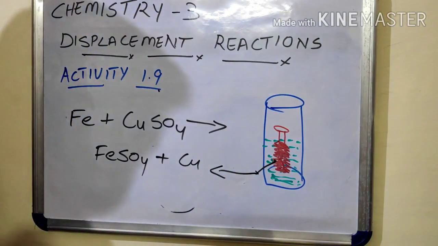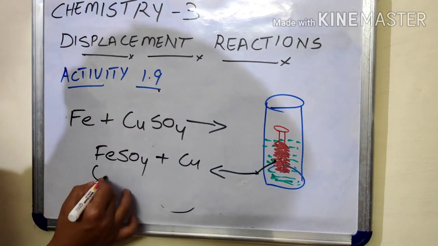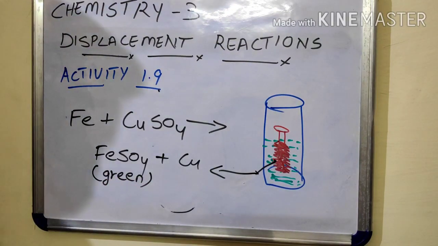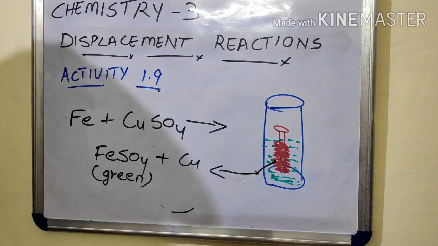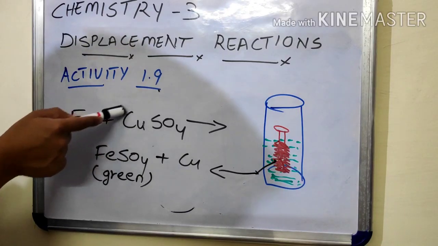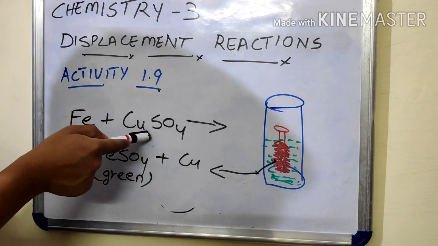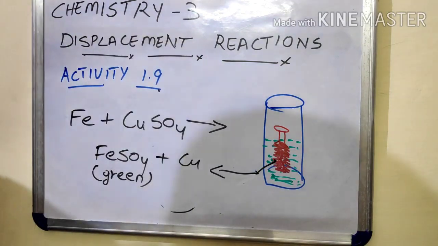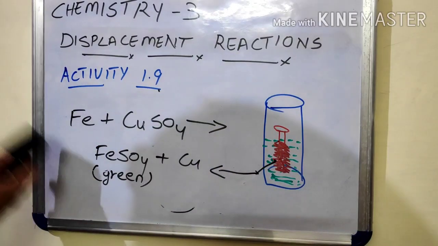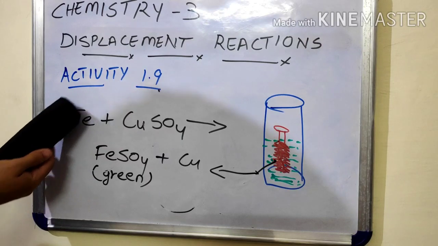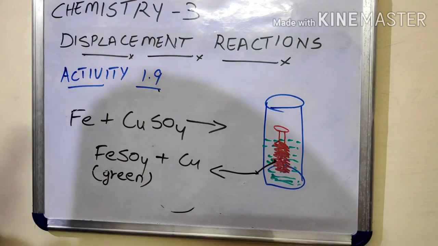And the green solution is FeSO4, because FeSO4 is green in color. So what happened here? This single element iron displaced Cu. It removed copper from here and took its place. So it became FeSO4. So this reaction is called a displacement reaction because one element is displacing another from its compound.